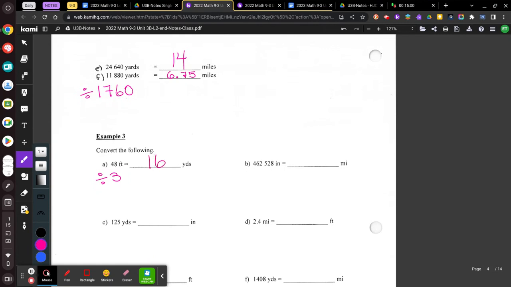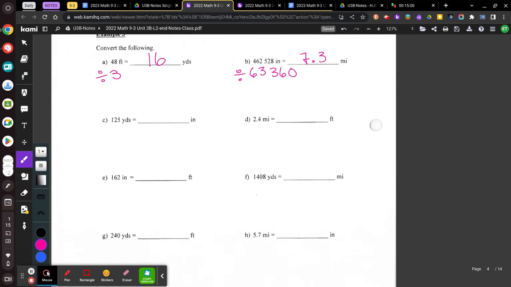Now I want to go inches to miles. So I find inches on my chart, I find miles on my chart, and I see where they meet. It's a really big number. So if I'm going inches to miles, I'm dividing because I'm going down on the chart. So I'm dividing by 63360. That's going to give us 7.3. Okay, 7.3. All right, a few more left here and then we're done.